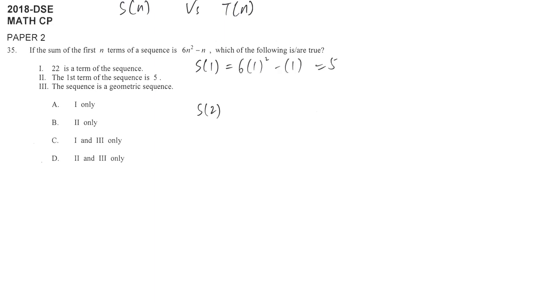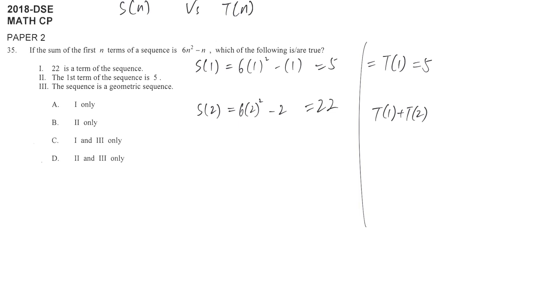Okay, the first term is equal to 5. S1, you may also think it is T1 because only one term is involved. So the first term is 5. After that, if we talk about S2, in your mind you should remind yourself this is the first term plus the second term, not only the second one. So this is 6 bracket 2 square and then minus 2. You will get 22.